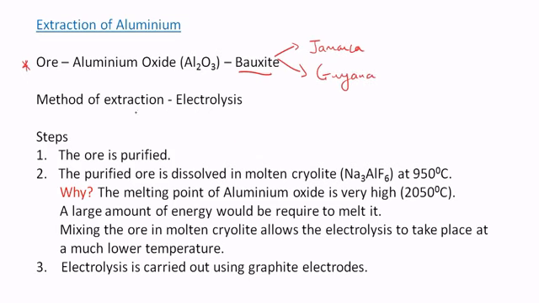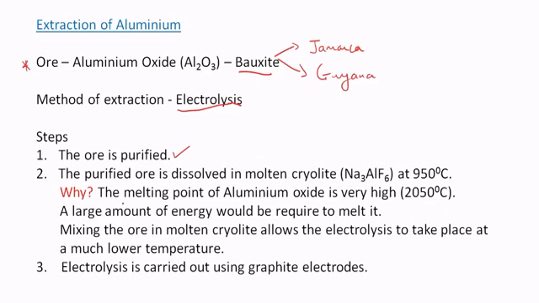And the method, now remember, aluminium is at the top, it's very reactive, and the aluminium oxide is very stable. So therefore the method of extraction is electrolysis. You need to be familiar with the steps in the electrolysis process. So the first step is to purify the ore. So you're going to have the aluminium oxide, you just need to purify it to get pure aluminium oxide. Second step, the purified ore is dissolved in molten cryolite, and the formula for that is Na3AlF6. So it's dissolved in molten cryolite at 950 degrees Celsius.